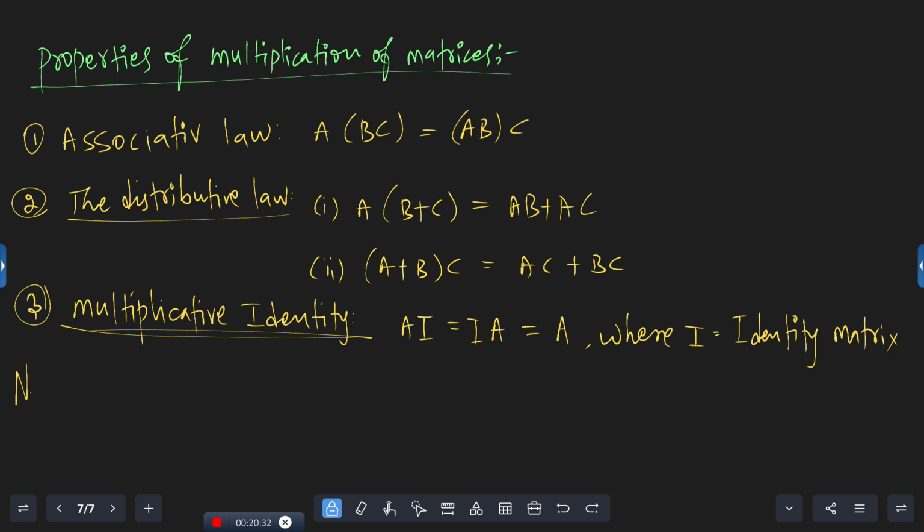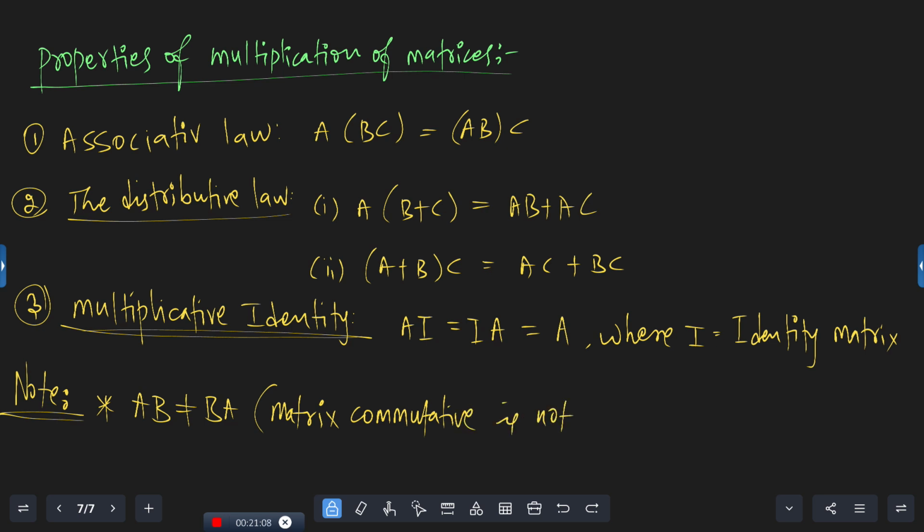In the note, the first point: what we can give as commutative, or else directly I'll write AB not equal to BA, meaning matrix commutative is not true, but sometimes it will be true.